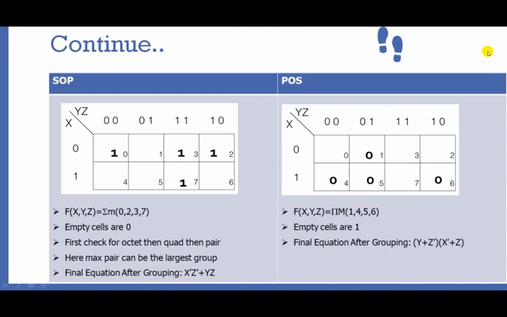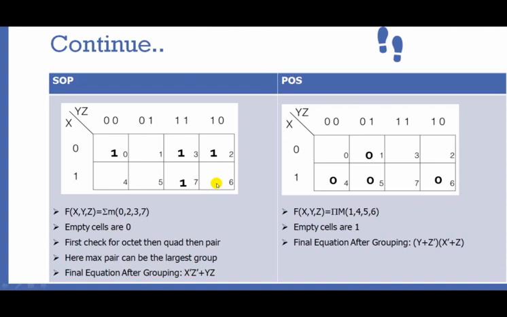Hello, here we have two examples, one for SOP and one for POS. In SOP, here we have a Karnaugh map of 3 inputs, so 8 cells in total. We place the ones in the positions 0, 2, 3, 7. The 0, 2, 3, 7 are the decimal values. You can compare the binary value from here. The empty cells are 0.